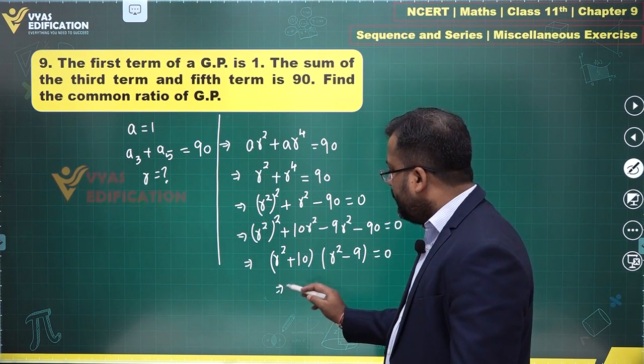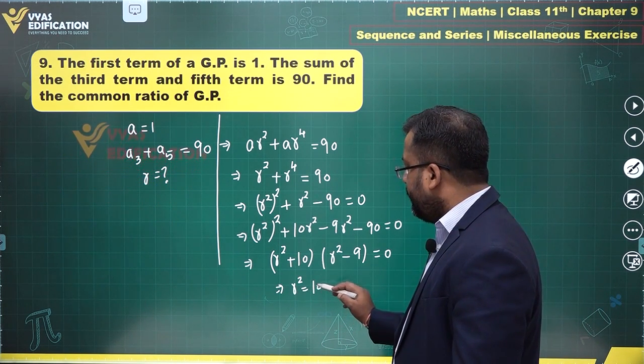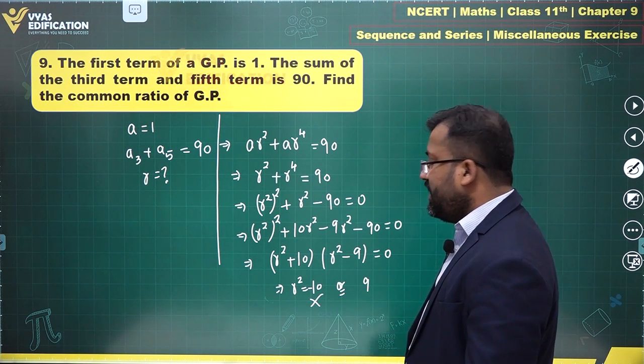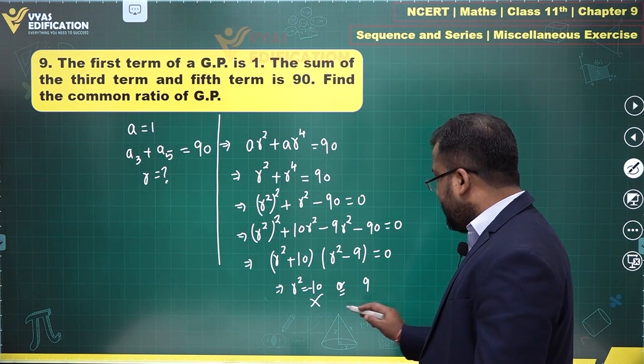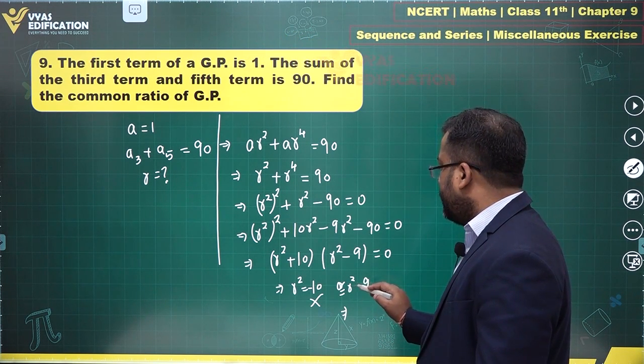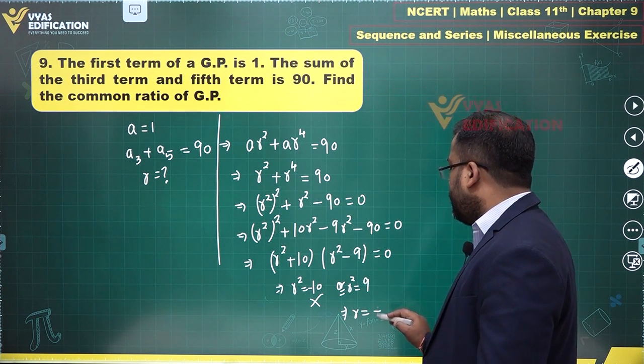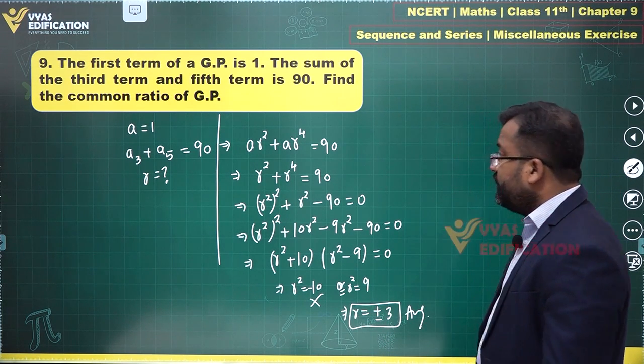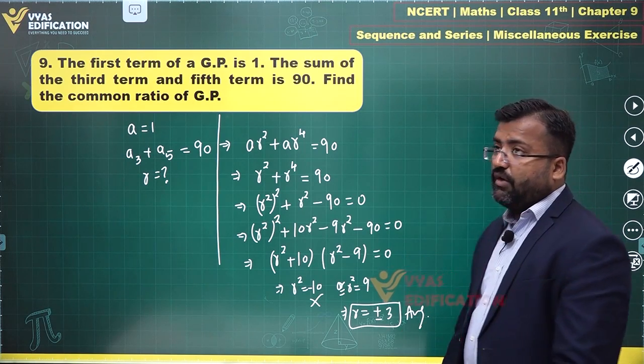R square will be equal to minus 10 or 9. Now R square cannot be minus 10, so R square equals 9, which tells me R is equal to plus or minus 3. And that is my required answer for this question, as you can see over here.